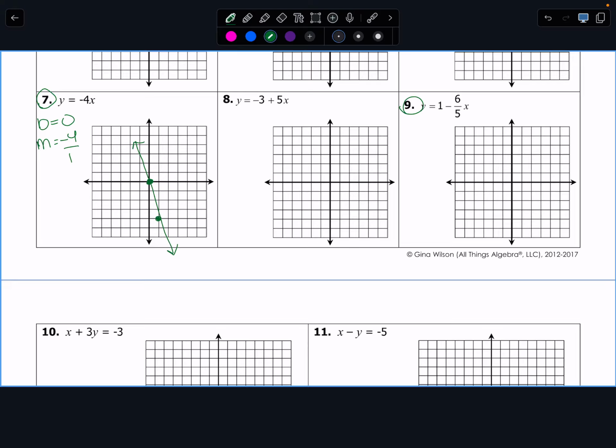Again, this is written kind of strangely, but it should have been -6/5 x plus 1. So then my y-intercept is 1. And then my slope is -6/5. So I'd be down by 6 and over by 5.